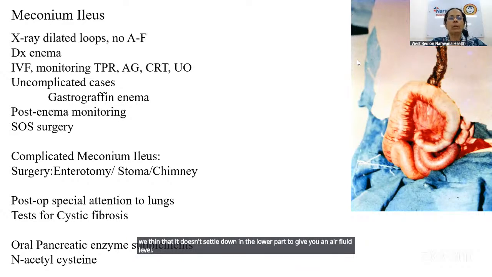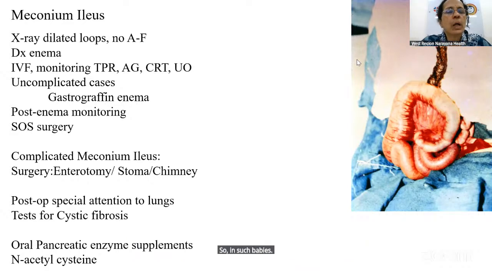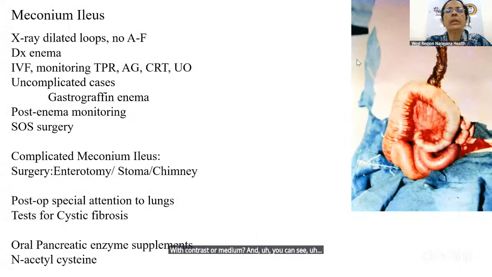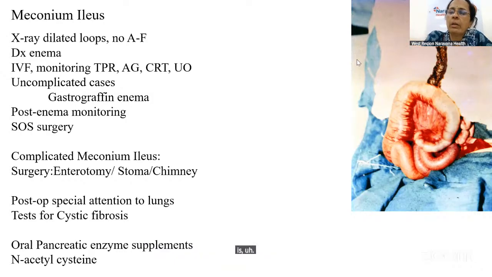So in such babies, diagnosis is by doing a diagnostic enema with contrast or barium, and you can see the entire colon is a microcolon, and this inspissated meconium is blocking the entire terminal ileum, as in this picture.